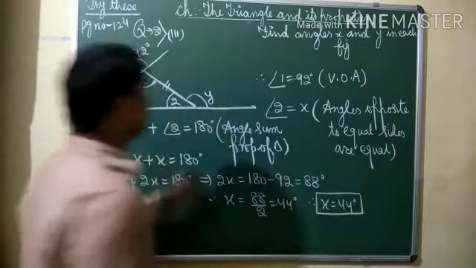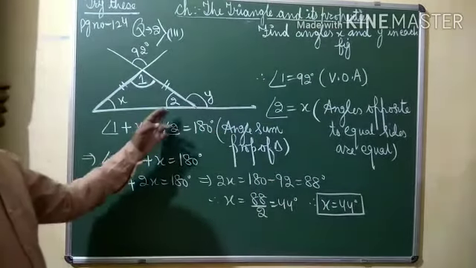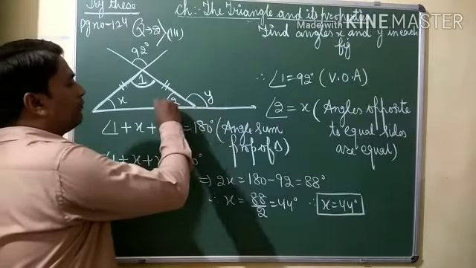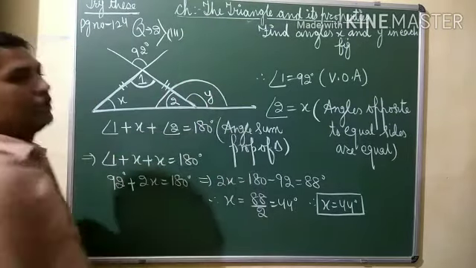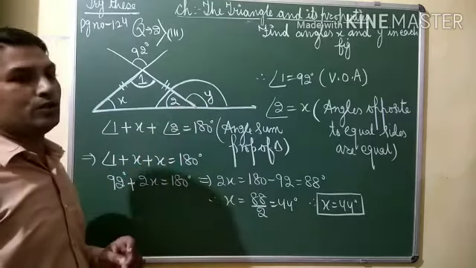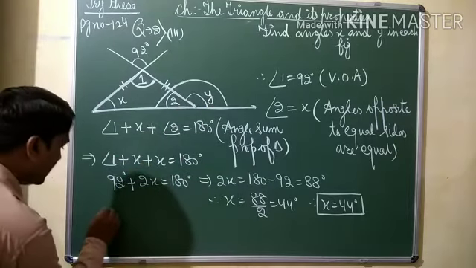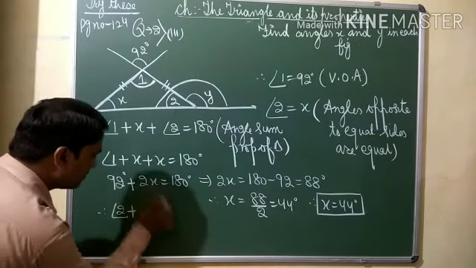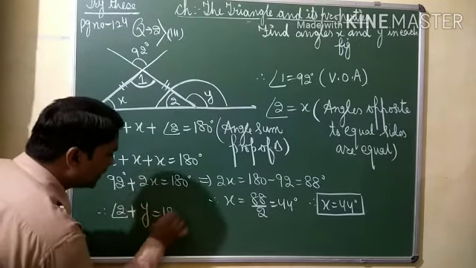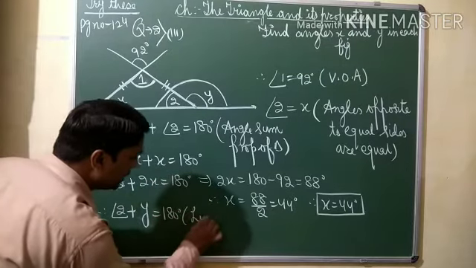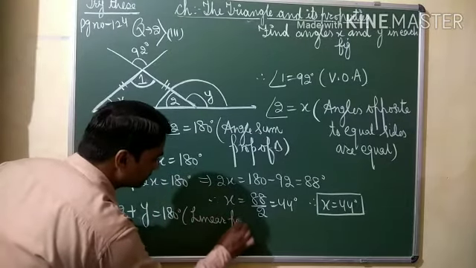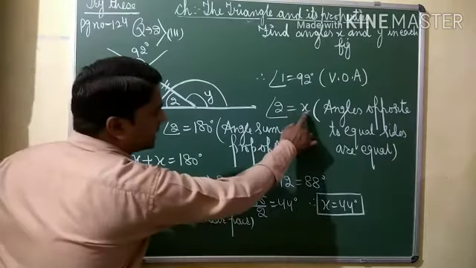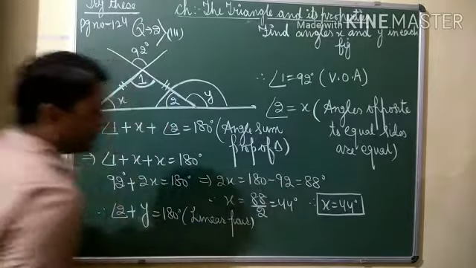Now, find the measure of angle y. Now again, it is clear that angle 2 and angle y form a linear pair. Therefore, angle 2 plus y is equal to 180 degree. Angle 2 plus angle y is equal to 180 degree because of linear pair. But angle 2 is equal to x and the value of x is equal to 44 degree.